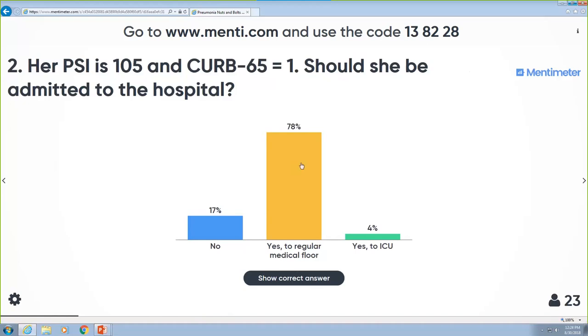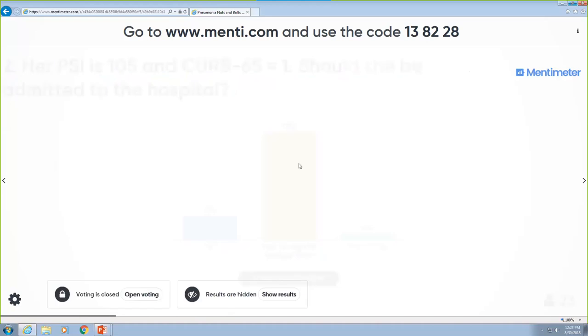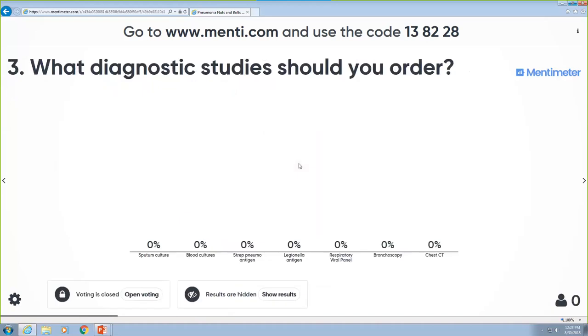So let's assume that we admit her to the hospital. What diagnostic studies do you want to order? And you can pick more than one if you want to.